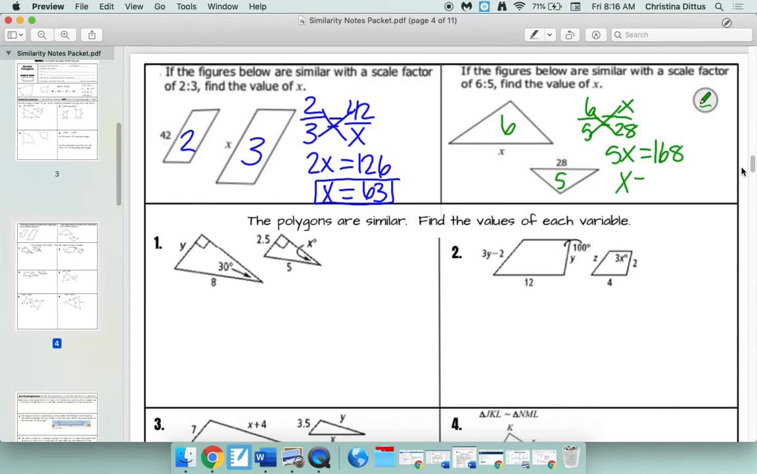What's x? Does it make sense that 33.6 is bigger than 28? Yeah, because that figure is bigger. Alright, questions there.